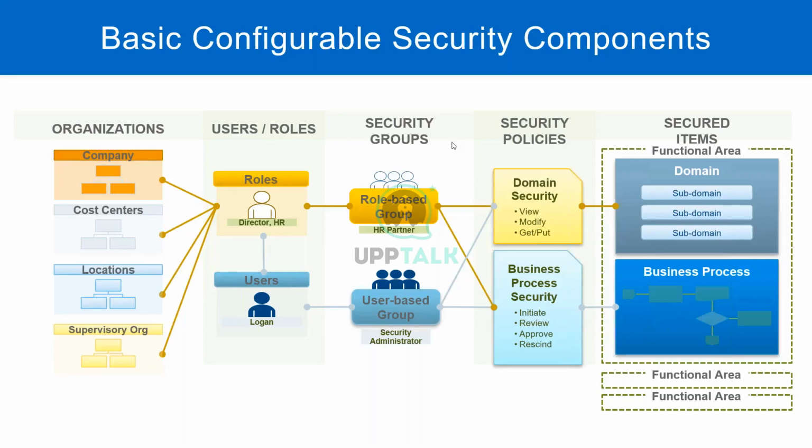Domain security policy talks about the data that you can view or modify. Business process security policy talks about the process that you can initiate or review or approve or send or cancel or view. Right. So that's why the permissions look a bit different.